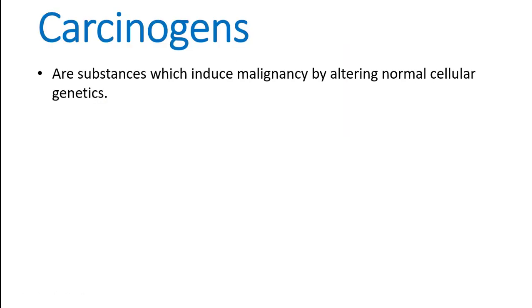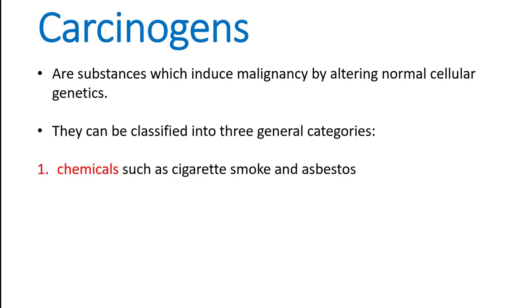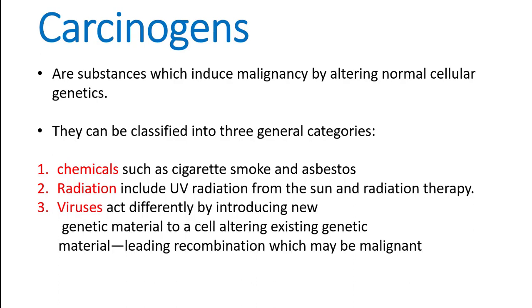Carcinogens are substances which induce malignancy by altering normal cellular genetics. They can be classified into three general categories. First, chemicals such as cigarette smoke and asbestos. Radiation includes ultraviolet radiation from the sun and radiation therapy. Viruses act differently by introducing new genetic material to a cell or altering existing genetic material, leading to recombination which may be malignant.